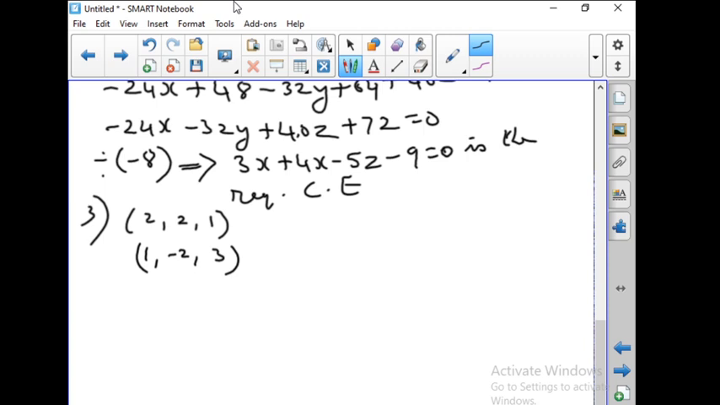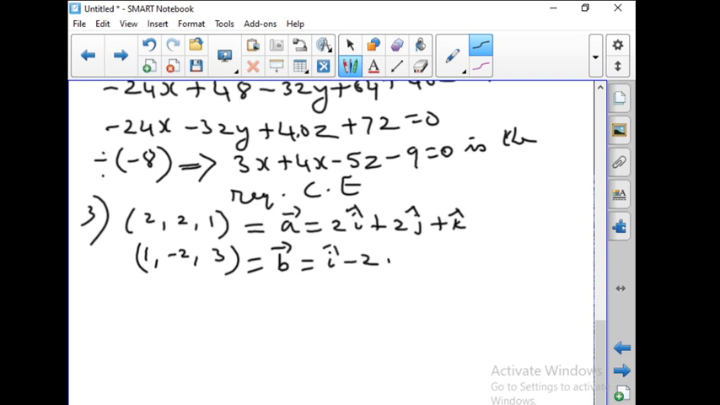So you take this as A vector. A vector is equal to 2 i cap plus 2 j cap plus k cap, and you take this as B vector. B vector is equal to i cap minus 2 j cap plus 3 k cap, and we have to find now C vector. So C vector is what? Parallel to the straight line passing through the two points.